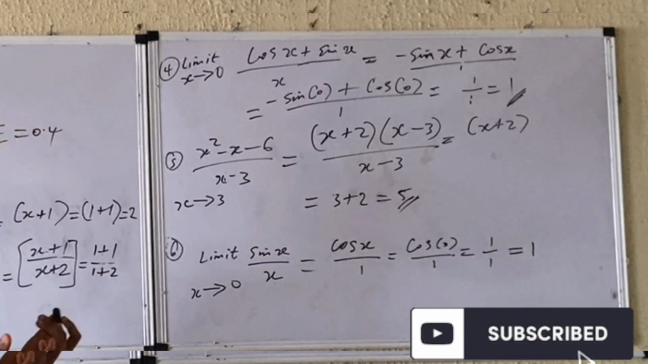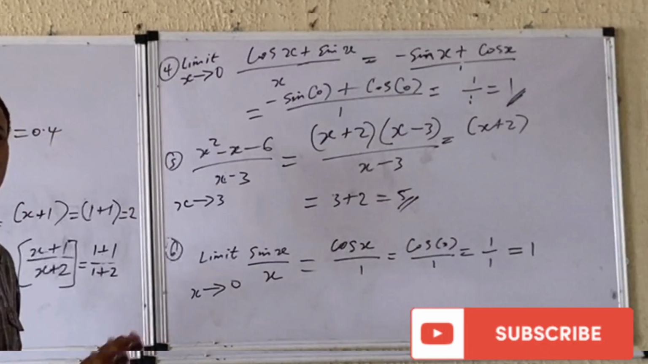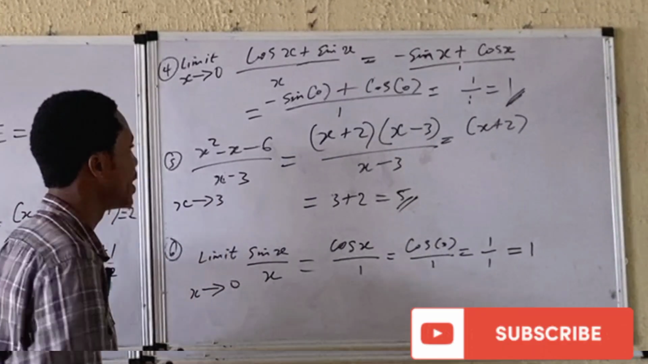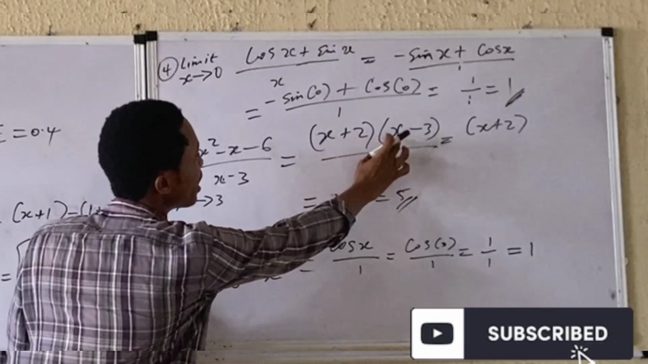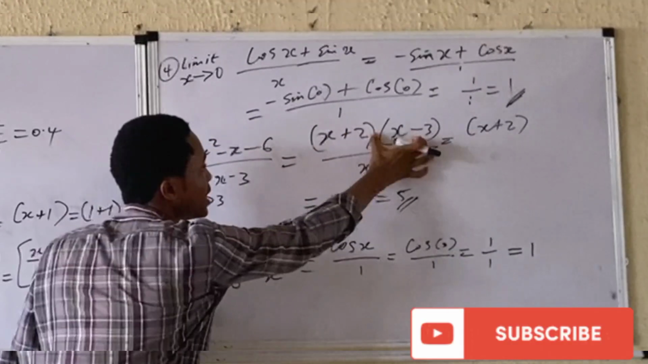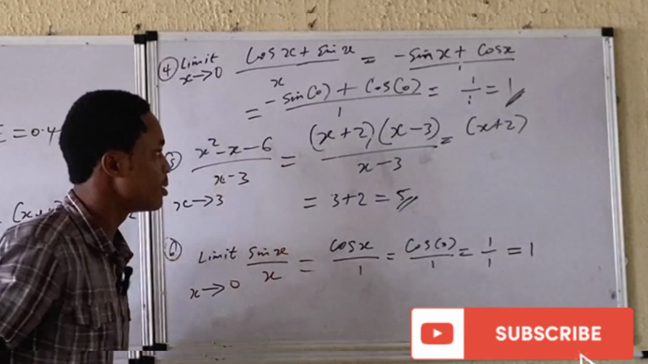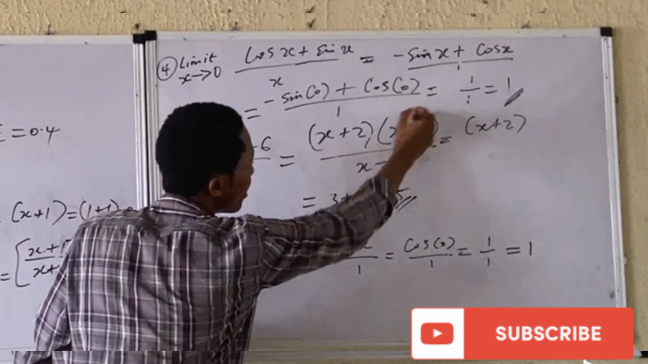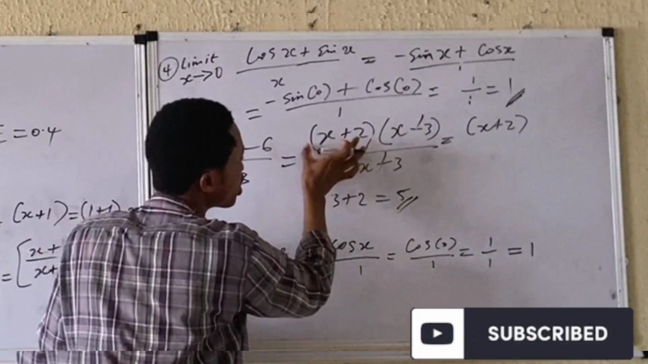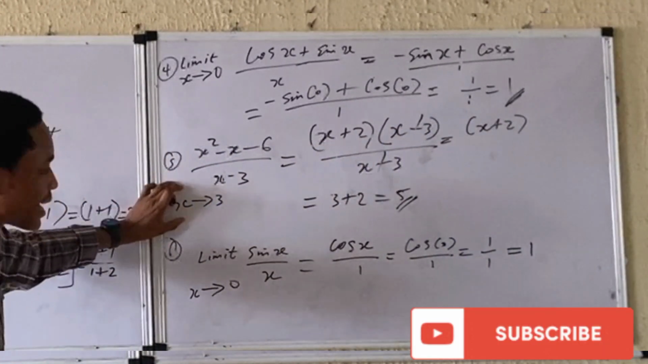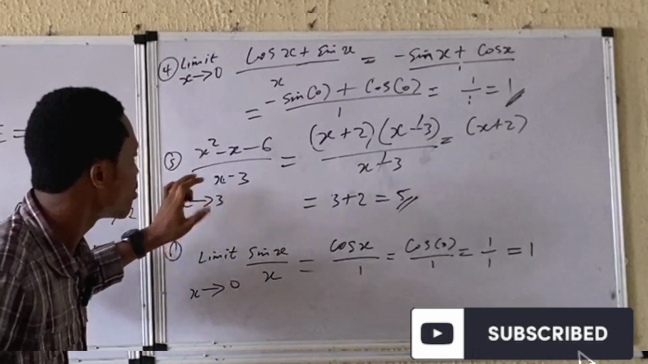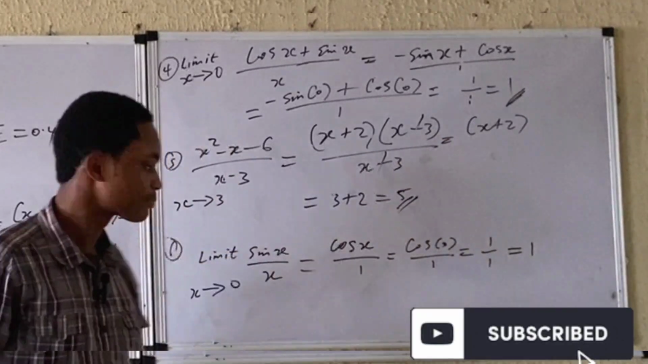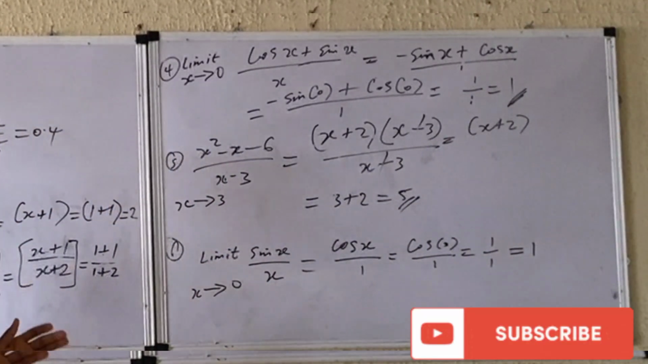We go further to the next method, called the factorization method, as we used earlier. Now, factorizing the numerator, we have (x plus 2)(x minus 3). Multiplying these two together will give rise to this one. Now, remember our cancellation method, we cancel like terms. This x minus 3, we cancel x minus 3, leaving us with this one. Remember, it's this when x approaches 3. Whenever we see x, we replace it by 3. 3 plus 2 will give us 5. That is it. Just pay close attention.